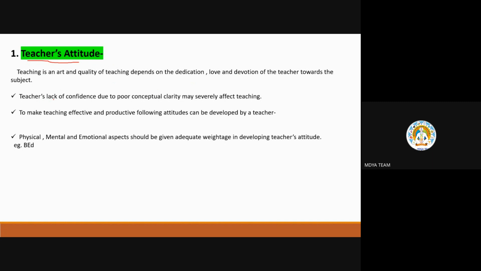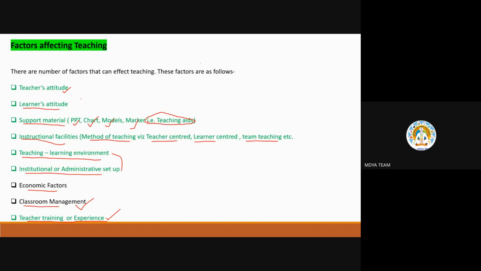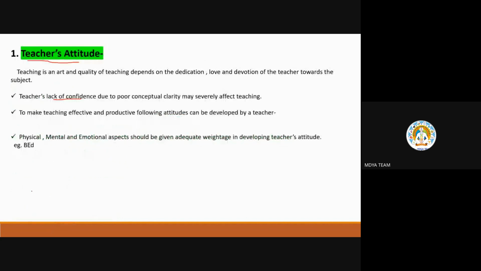Teacher's lack of confidence. Here, this thing. Teacher training or experience. Okay. Just try to link between the things that I'm teaching you. Try to link between the things, teacher training or experience, and here, lack of confidence. This comes into that point.